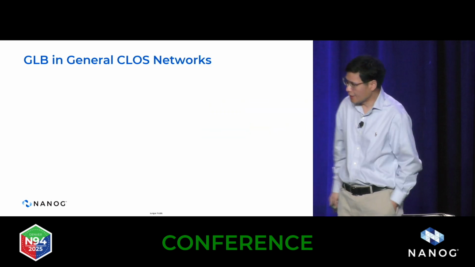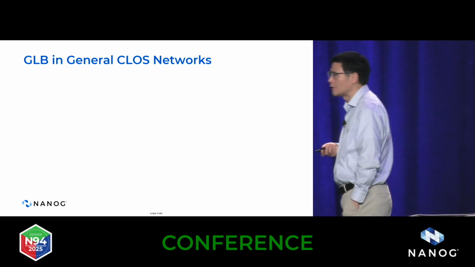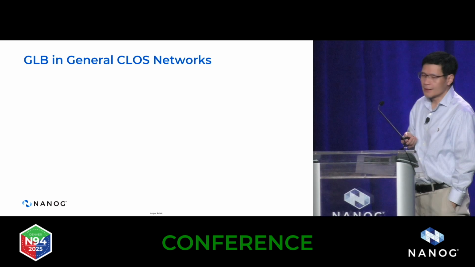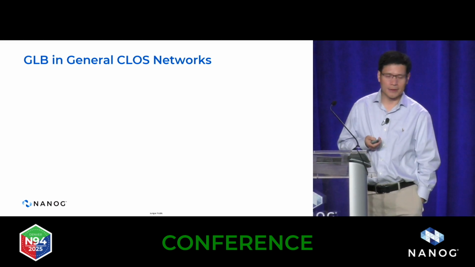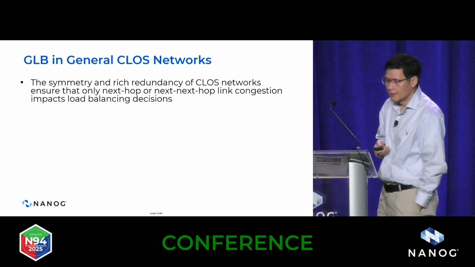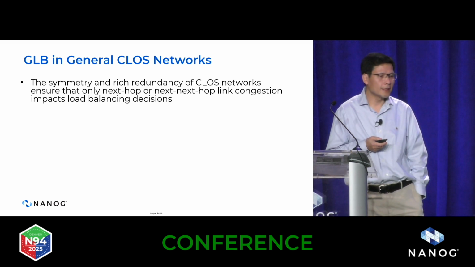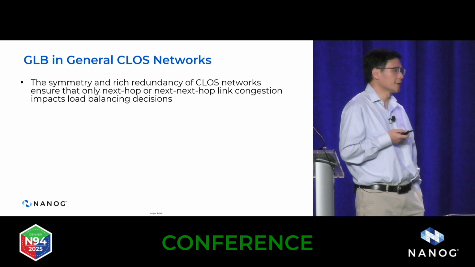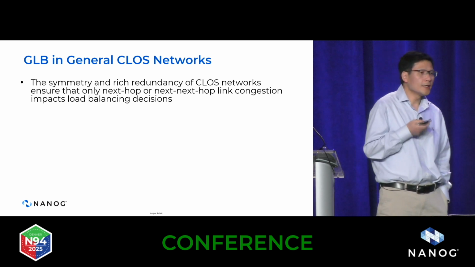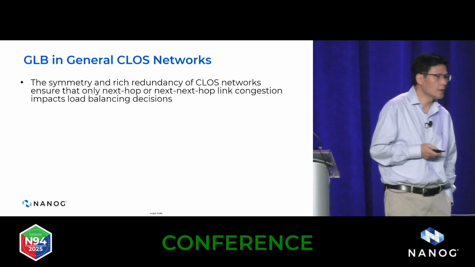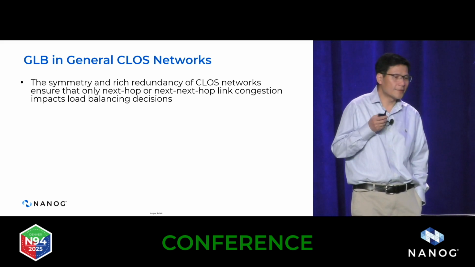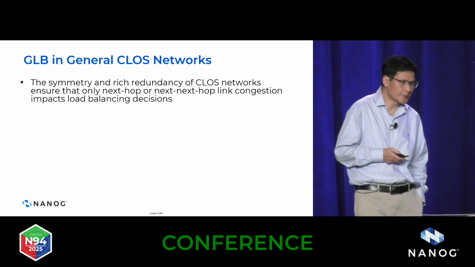So having seen how GLB works on the 3-CLOS network and the 5-CLOS network, now let's see whether it works for any stage of the CLOS networks. Due to the rich redundancy of the CLOS networks and symmetry of it, usually only the congestion of the next hop or the next hop links would affect the global load balancing decisions.